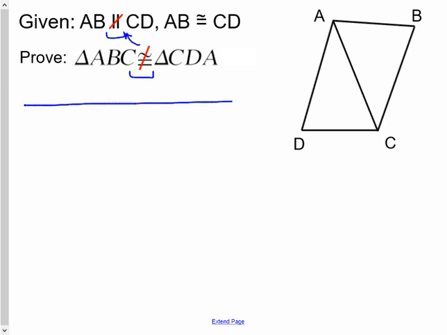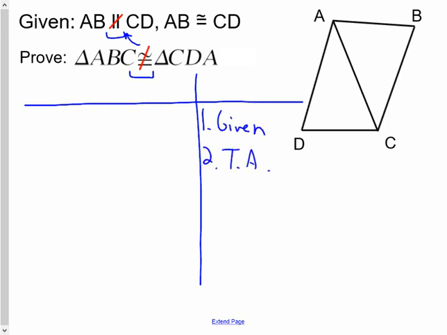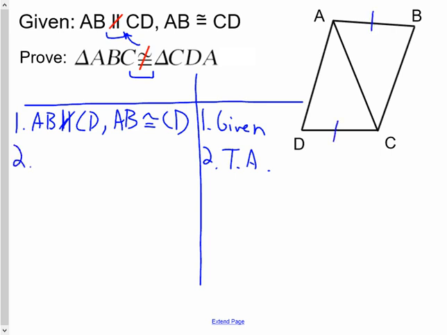So in this proof, we've got given. Second step is going to be TA, and then we'll generally let you know, let's say proof by contradiction or prove indirectly. So it won't be a guess that you have to figure out. It'll be given to you that you need to do indirect proof. Now, this one actually does have information given that's useful. AB and CD are congruent. Great.